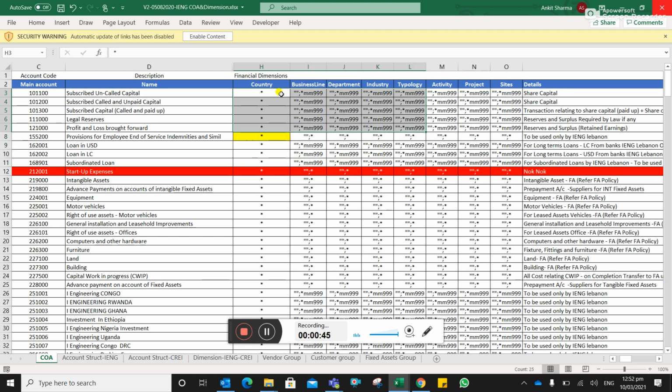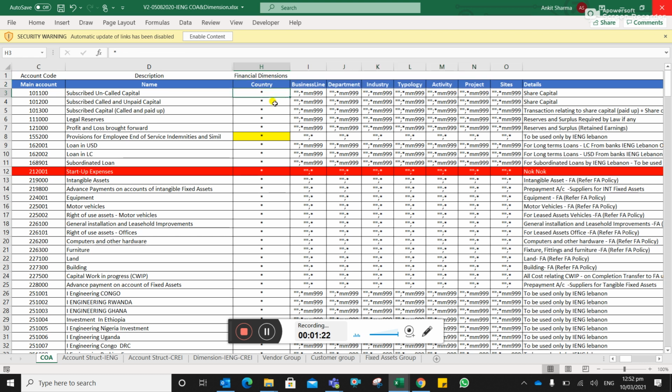Rules means you can allow, deny, or there's specific information that you need to capture in combination with the ledger and the financial dimension. So let's take one example. Let's take subscribed capital. When you capture this entry in the ERP, you debit the cash account and credit the subscribed capital, or the share capital account. When you capture this, you are required to capture also the financial dimensions.